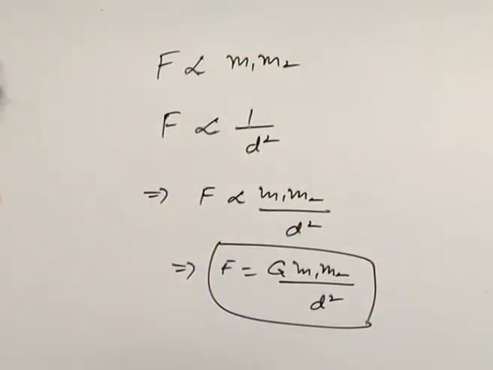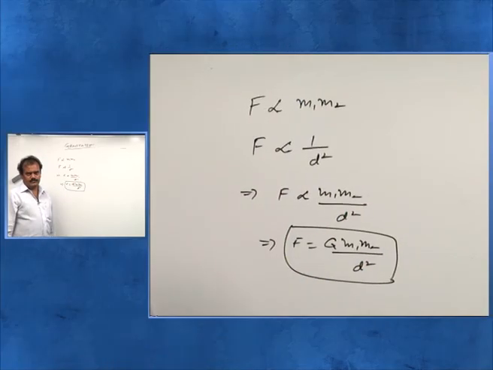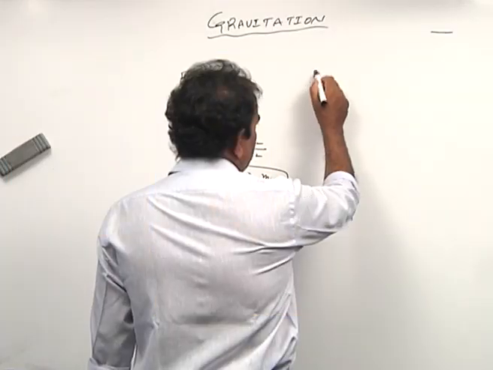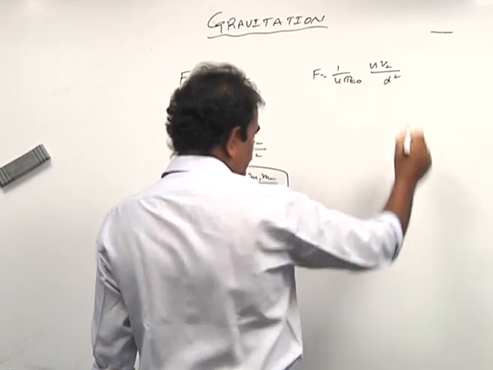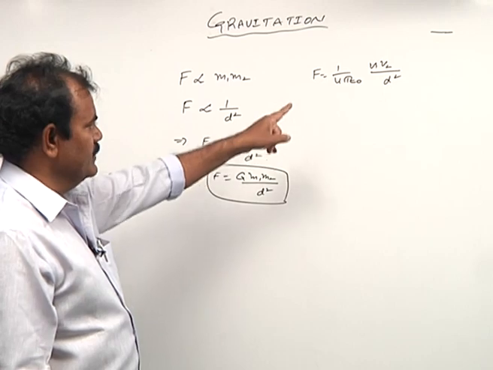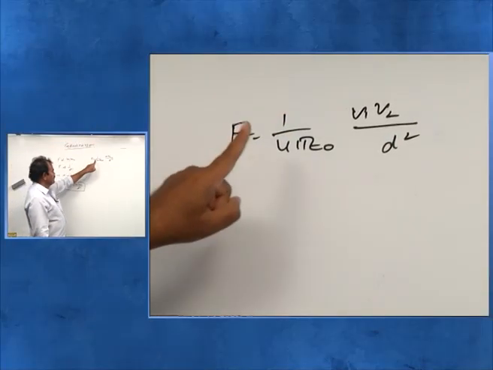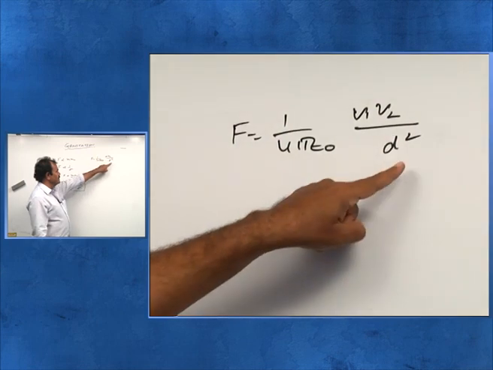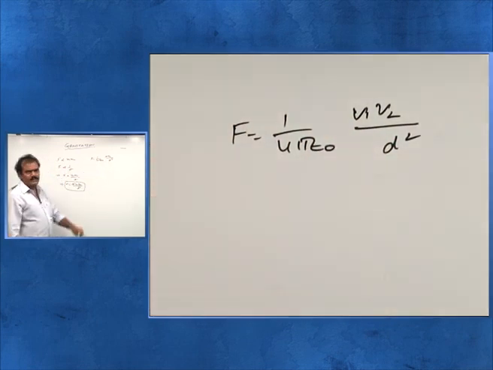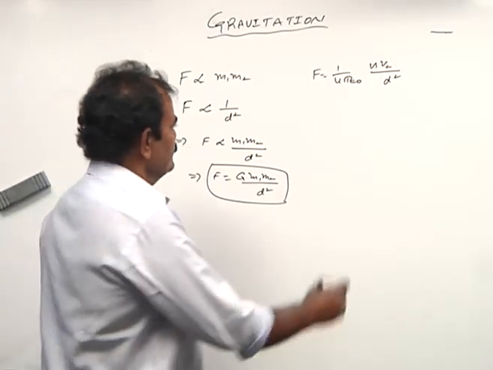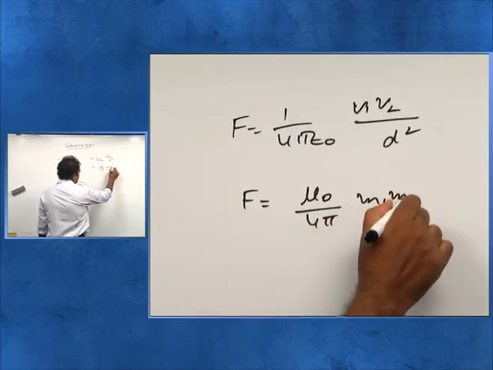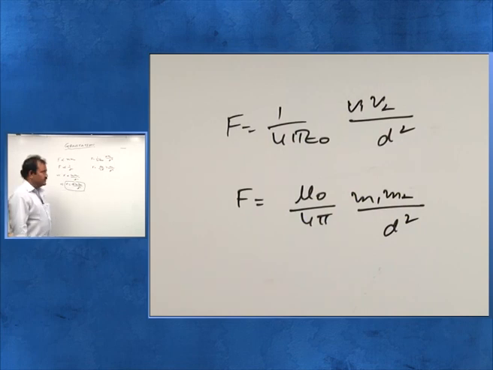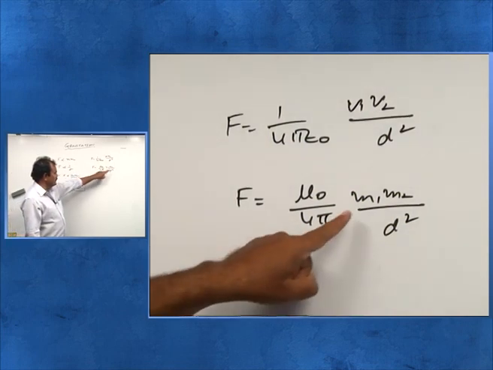The same inverse square laws come even in electrostatics and in magnetism also. In electrostatics, F is equal to 1 by 4 pi epsilon naught q1 q2 by d square. Here also the force is proportional to q1 q2 and inversely proportional to d square, and 1 by 4 pi epsilon naught is a constant, just like capital G. Similarly, in magnetism, F is equal to mu naught by 4 pi m1 m2 by d square.